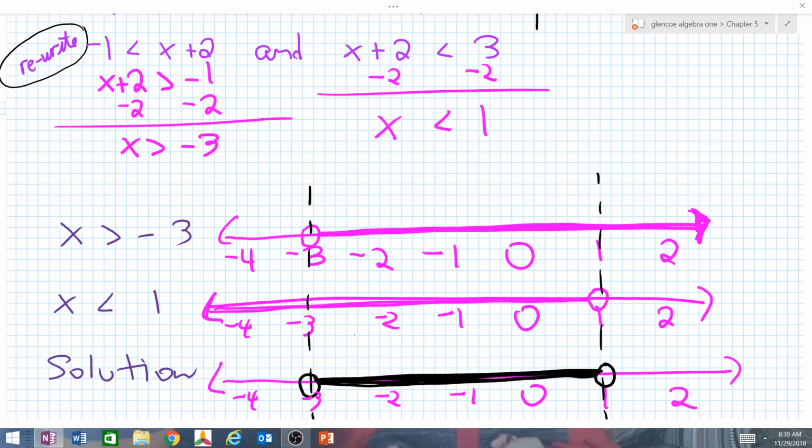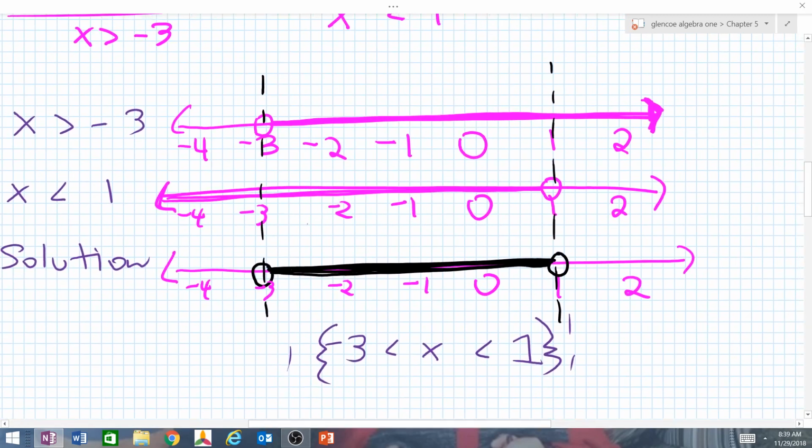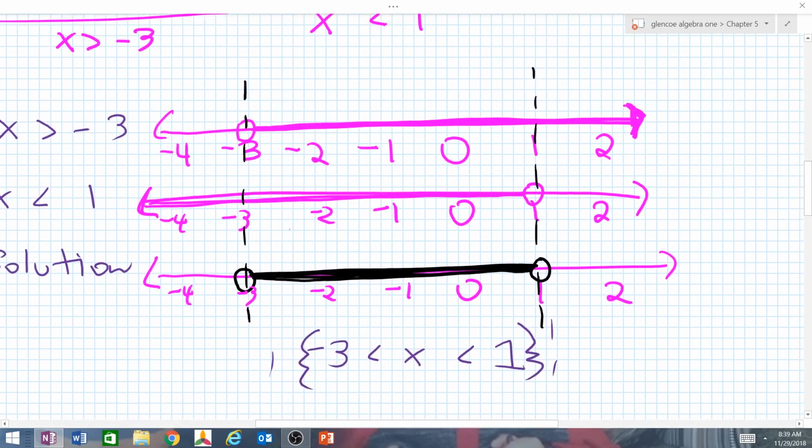Who has a solution for me? Anybody? In set builder notation, what does it say? Thank you so much. -3 is less than x, and -3 is less than all of these numbers, which are x, and x is less than 1. -3 is less than x is less than 1 is your solution. Are you guys with me? Yes? Okay, so now I'm going to go on to part 2 of the lesson.